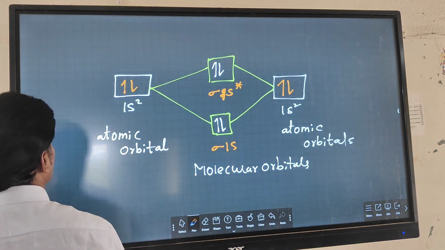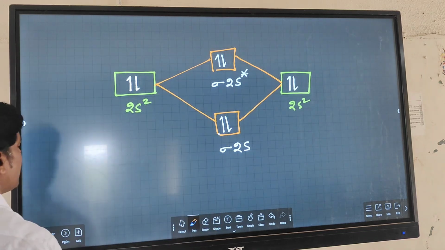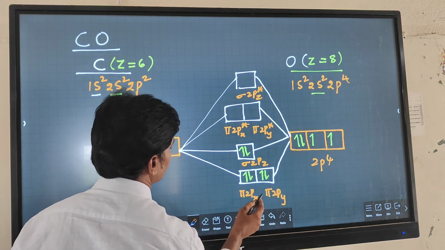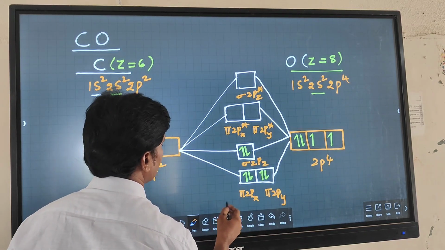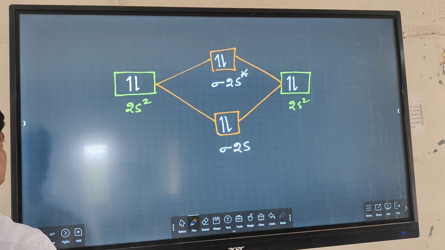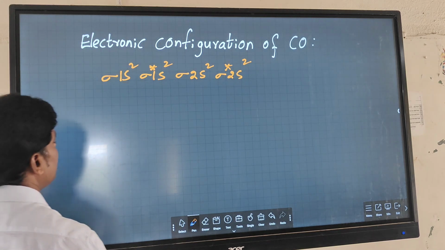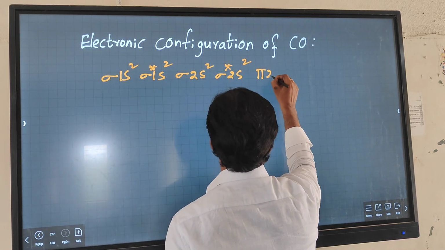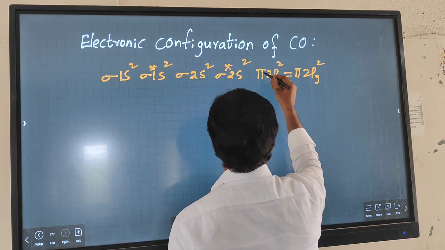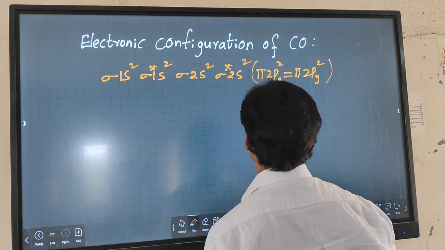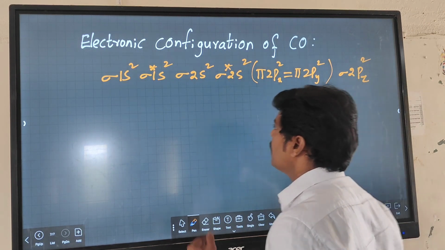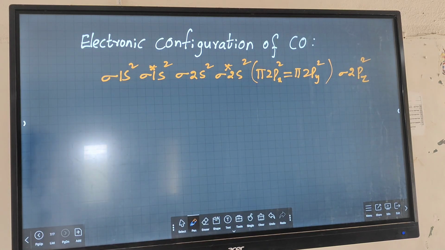Look at the diagram and write sigma 2s2, sigma 2s star 2, and this one is very important: pi 2px2 is equal to pi 2py2, both have the same energy, so we write them like this, and sigma 2pz2. So therefore the electronic configuration of carbon monoxide is complete.